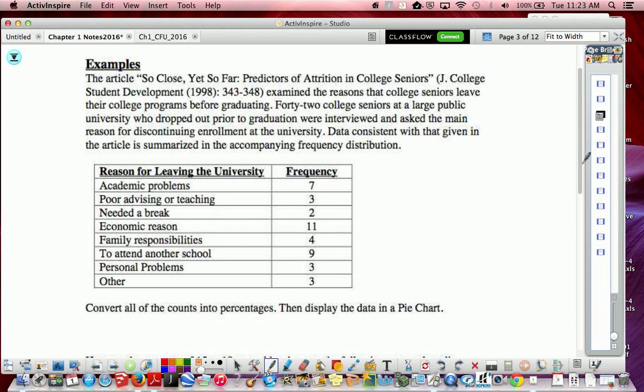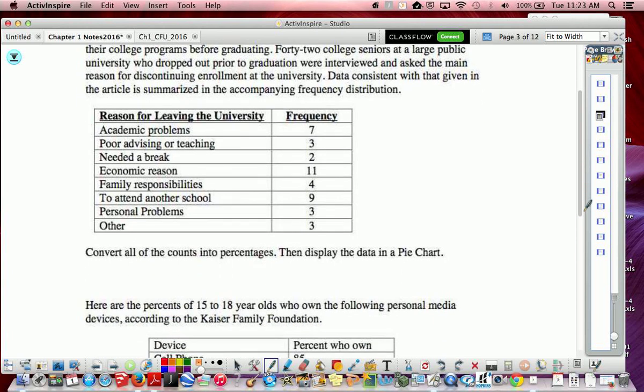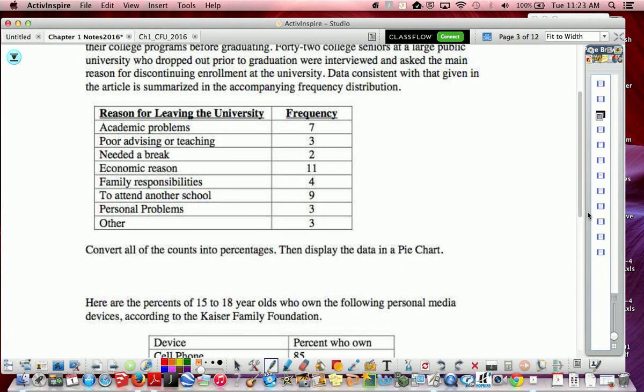So here is basically some categorical data organized for you in kind of like what we call a frequency table, but I sometimes look at it kind of like a spreadsheet. So here we have the reasons for leaving and the frequency. How many students gave that as the reason for leaving the college? So the first part says, convert all the counts into percentages. Then display the data in a pie chart. So the first thing I need to do is change these counts to percents. So they give us the frequency, so we need to change these to percents.